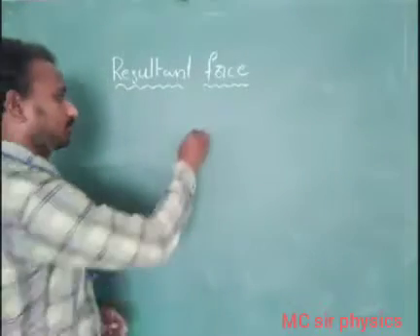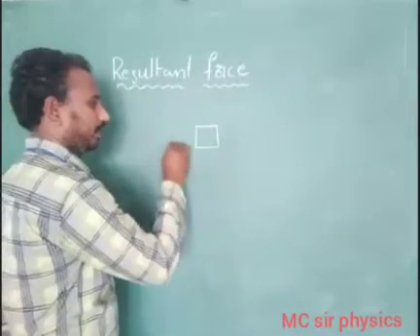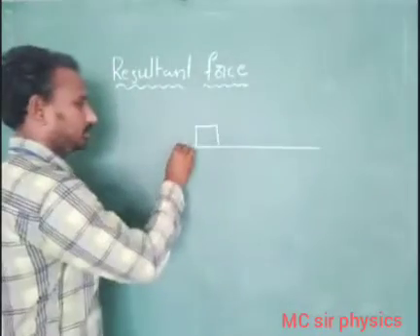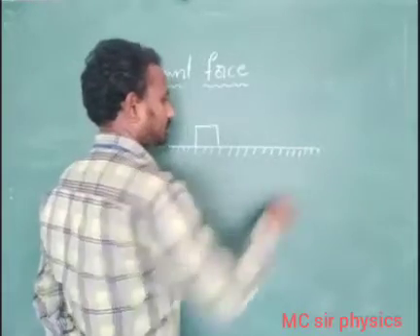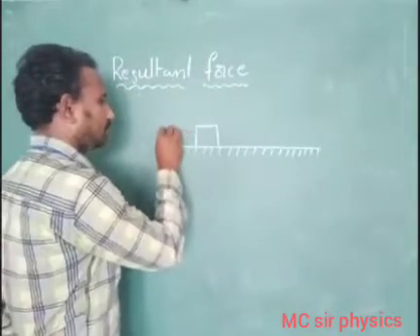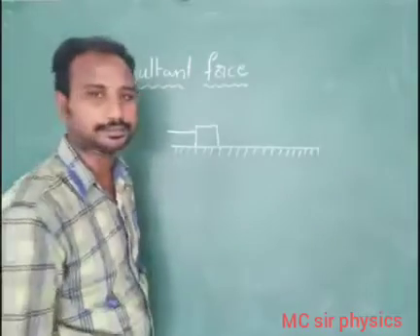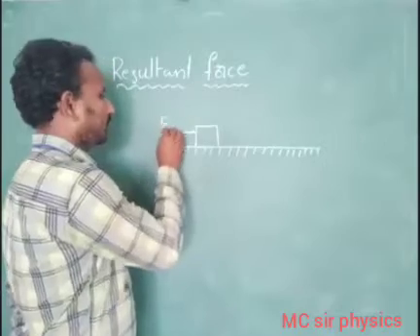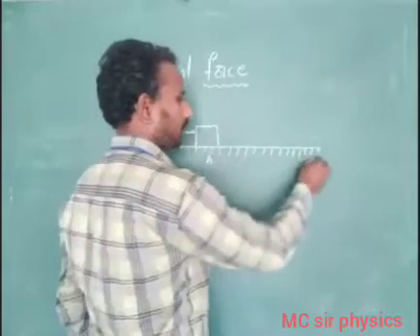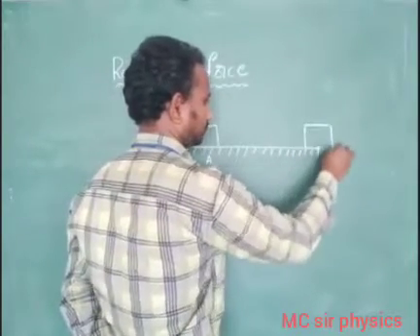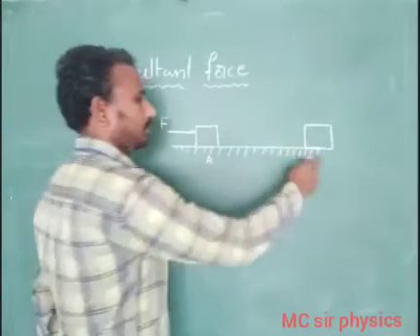Now observe here, everyone. One body is at rest on a horizontal surface. Here, we require one external force for changing the position. When the external force acts on the body, its position changes from A to B.